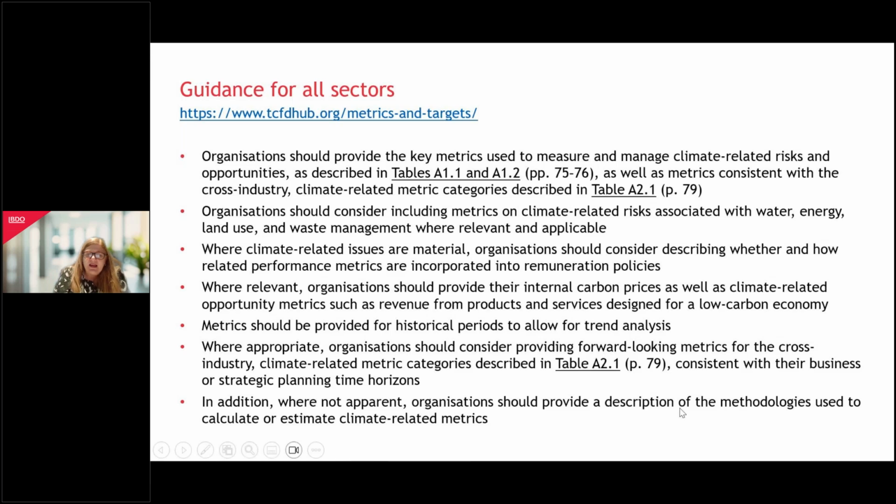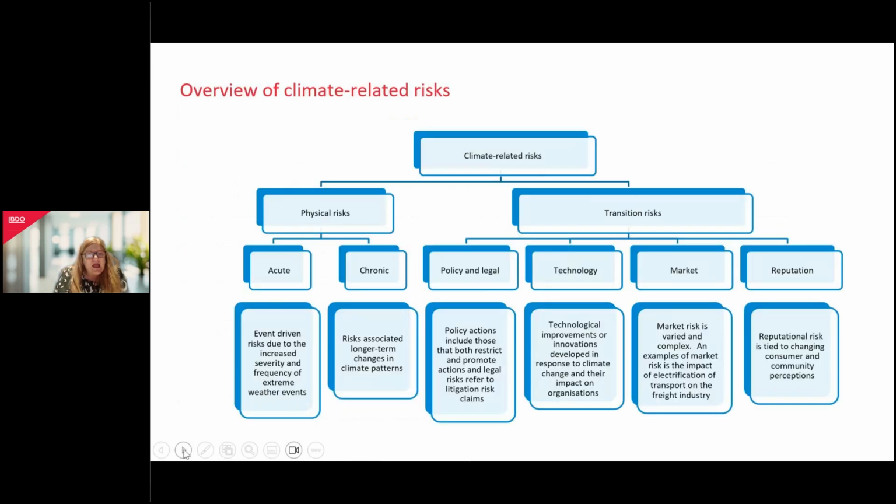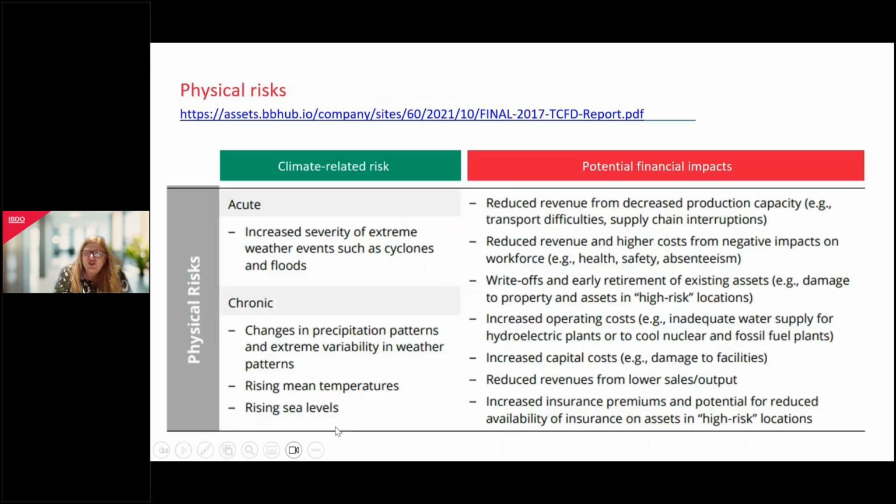So some high level things to think about for all sectors, high level principles. If we look at those climate related risks, we know we've got physical risks and transition risks. And previously we've talked about physical risks, what are the acute risks, the chronic risks. And from a transition perspective, we've explored policy and legal risks, technology risk, market risk, or customer risk, as well as reputational risk. So this is really circling back to that.